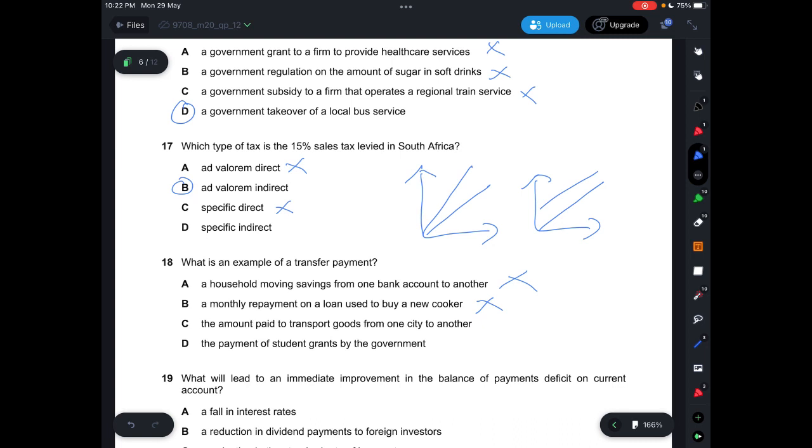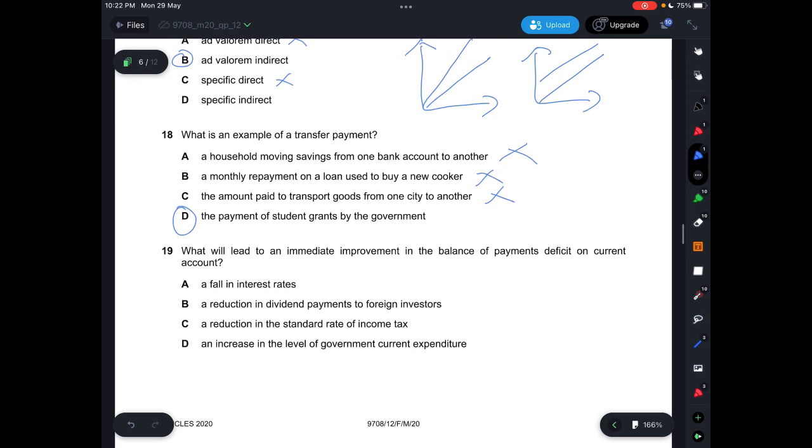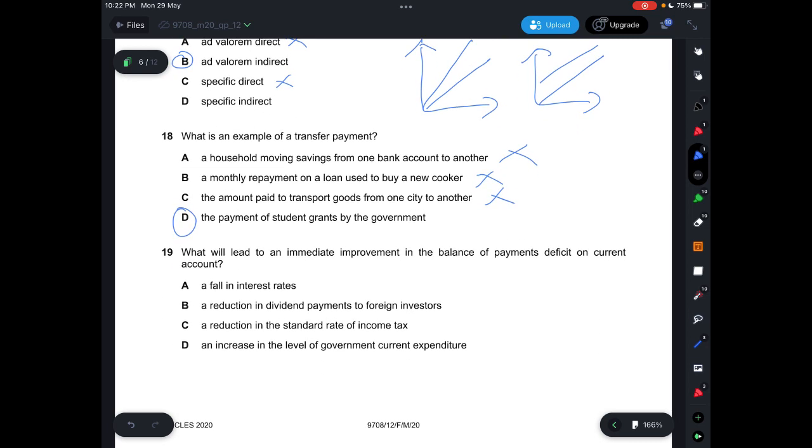C says the amount paid to transport goods, which is not correct. And D, the payment of student grants by the government, which is correct, because no production takes place. Question 19, what will lead to an immediate improvement in the balance of payments deficit on current account?